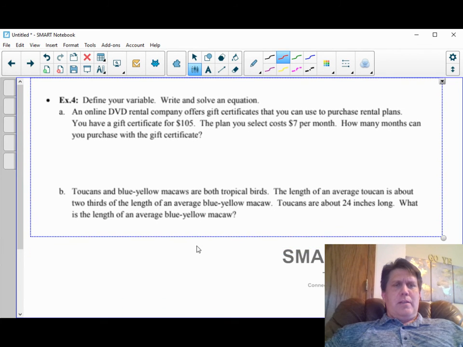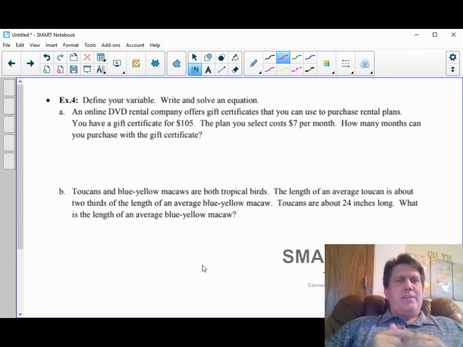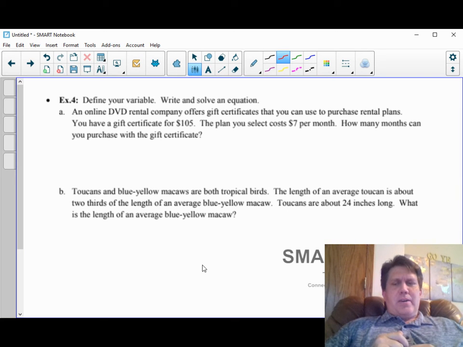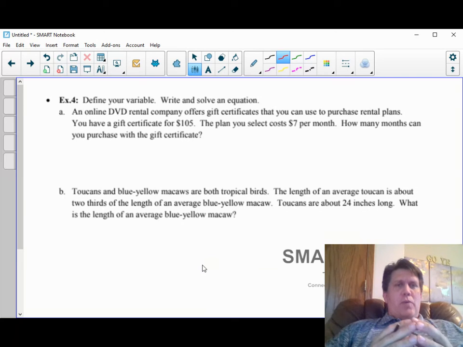Okay, so this one, a little bit of word problems here. It says define your variable. So what does that mean? Define your variable. You have to pick a variable like X or Y or whatever it is. Okay, let's read the problem. Write and solve an equation.